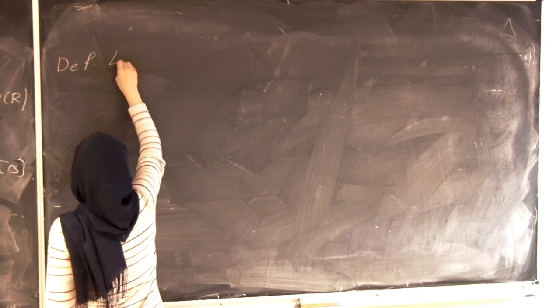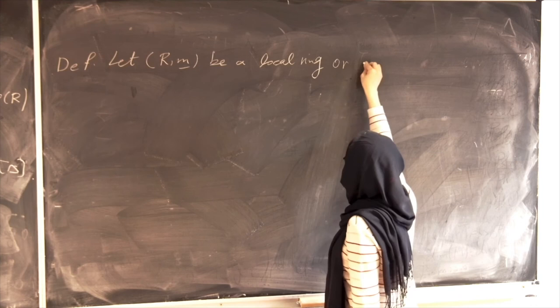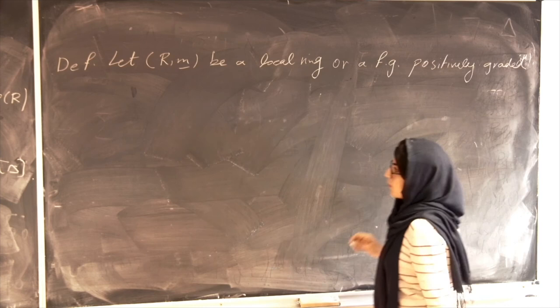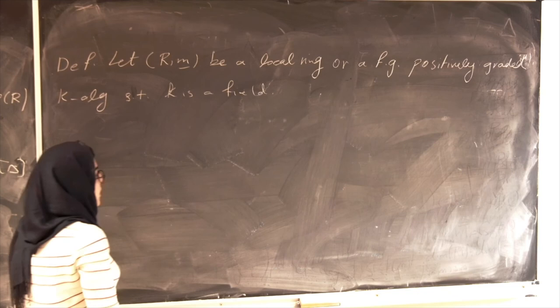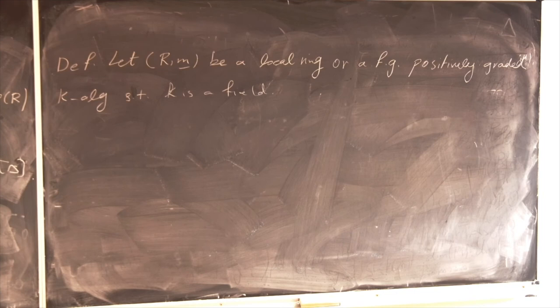At the moment, our ring is either a local ring or a finitely generated positively graded K-algebra, such that K is a field. So let R either be a local ring or a finitely generated positively graded K-algebra, such that K is a field. In this case, we usually call R a *local ring because it has only one graded maximal ideal, which again we show by M.